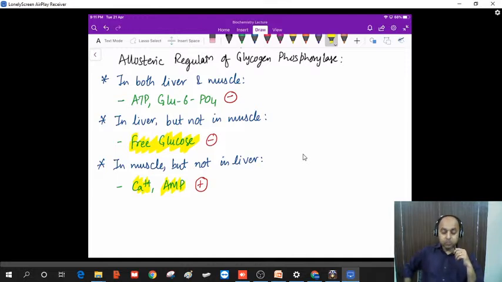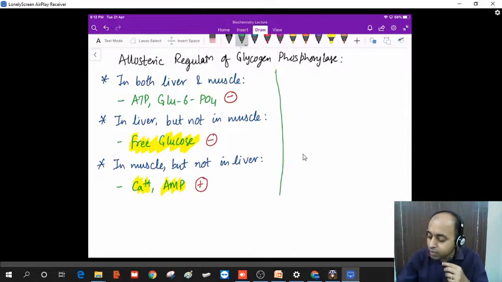Okay, so this was about the allosteric regulation of glycogen phosphorylase, how it is similar in the different tissues and how it varies between liver and muscle. One very important point related to the hormonal regulation, which you have to remember.